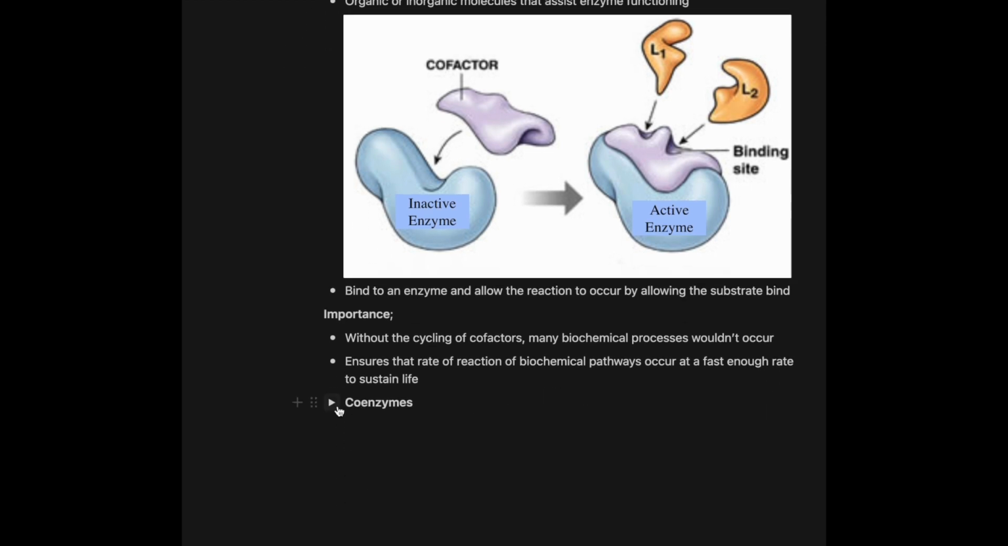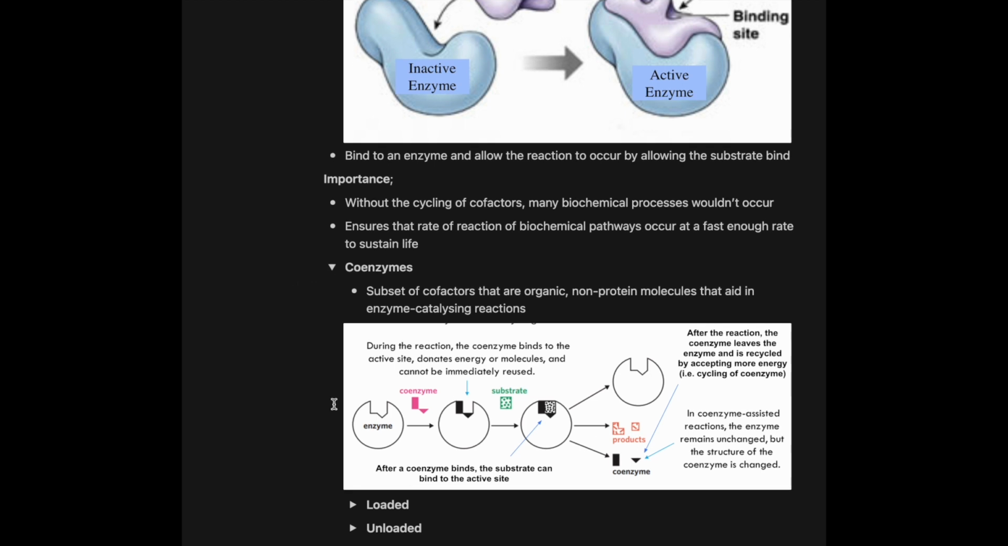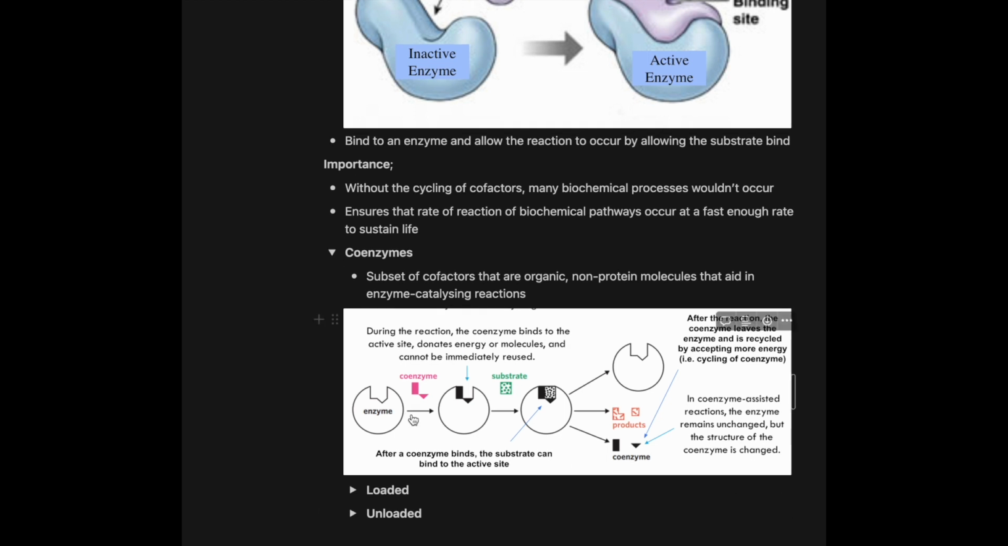Now let's talk about coenzymes. Coenzymes are a subset of cofactors that are organic, non-protein molecules that aid enzymes in catalyzing reactions. So this is an illustration of how they work. First of all, as we can see here, this is the inactive enzyme. After the coenzyme binds, it changes the shape of the active site, which therefore allows the substrate to bind. And the coenzyme may also donate some chemical groups which provide energy to ensure there's sufficient energy that surpasses the activation energy for the reaction to occur.